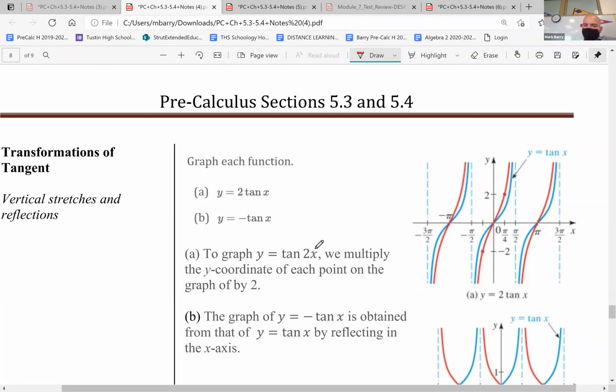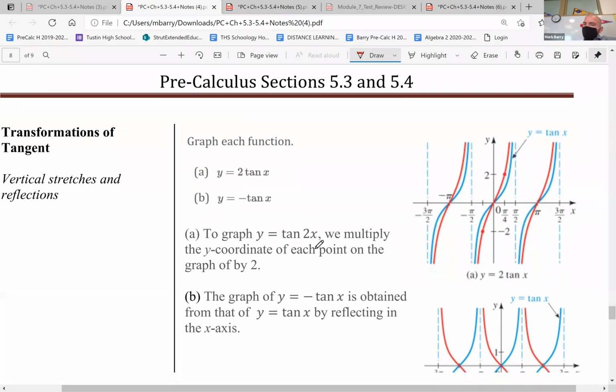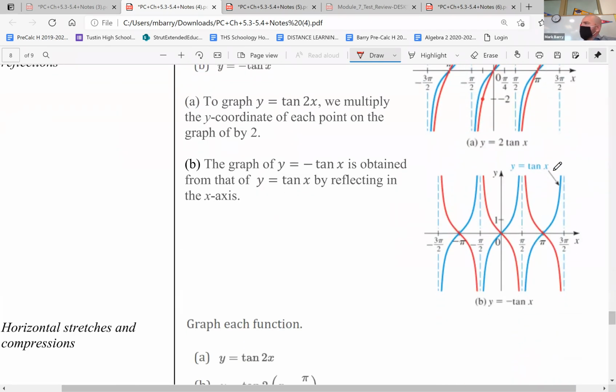Then negative tan x flips it upside down. The thing I always notice about the original tan graph, which here is in blue, the original tan graph is always increasing. Do you notice that? So it starts down here and then it increases. It starts down here and then it increases. So then the negative tan graph is always decreasing, decreasing, decreasing, okay?